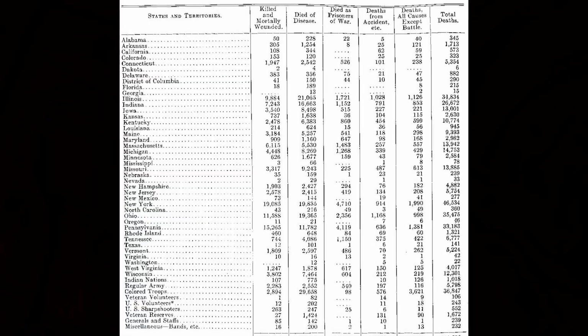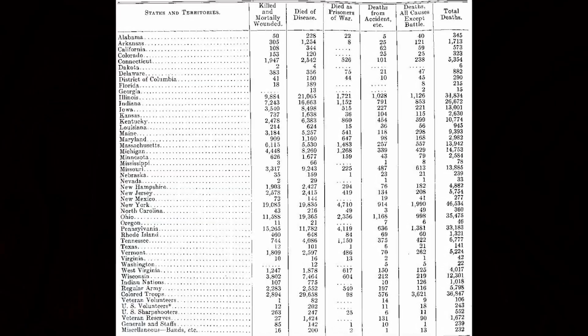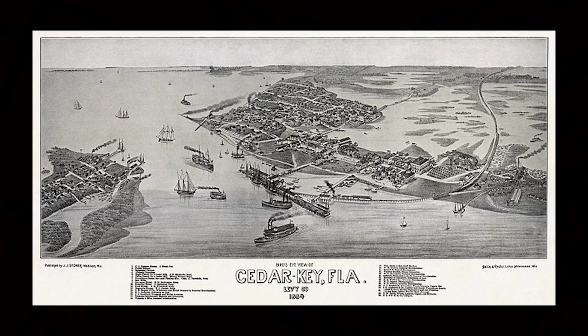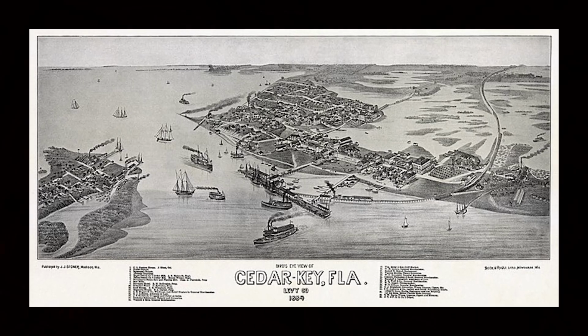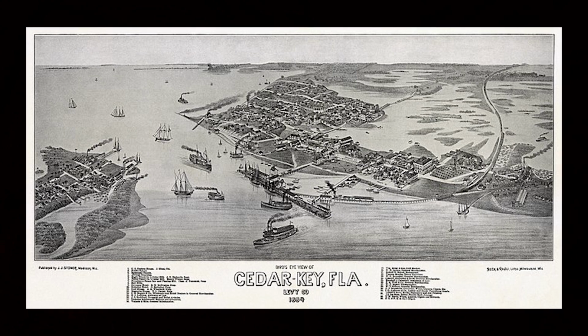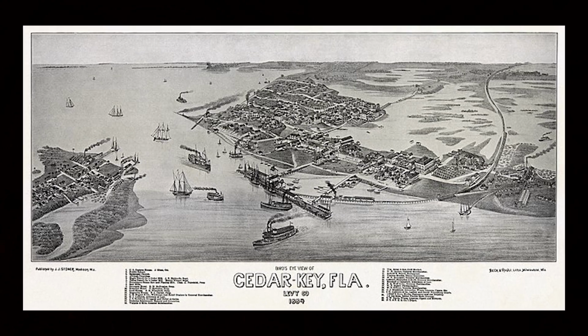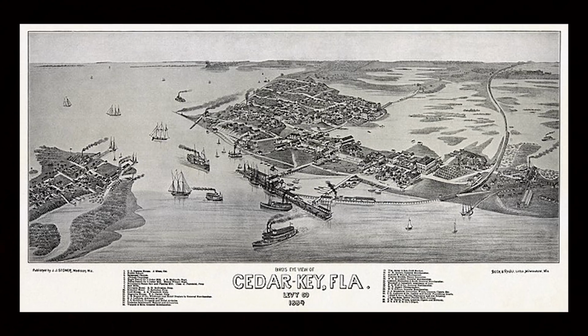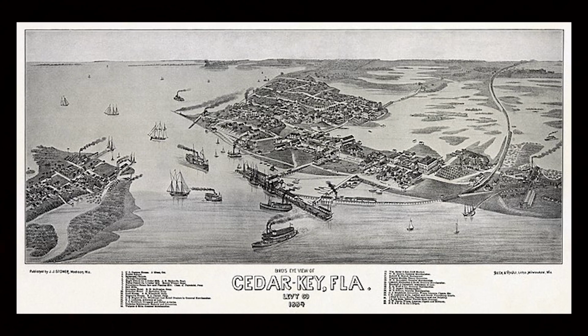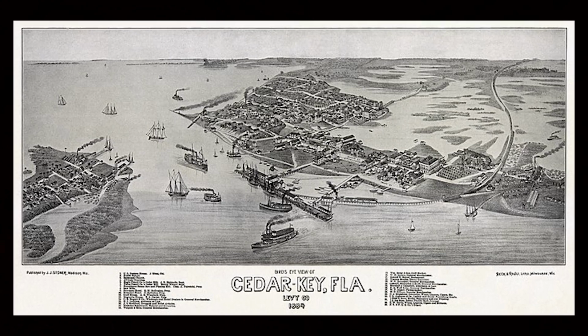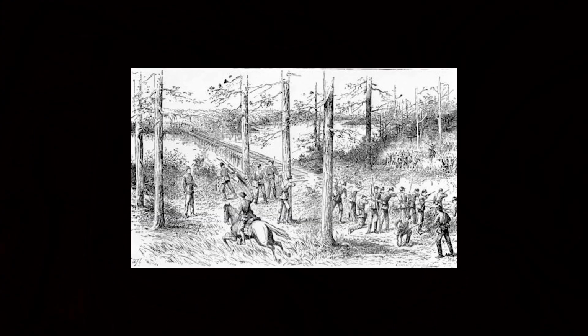Among the Federal wounded was General Asboth himself. In Cedar Key, there was the Battle of Station 4. The Union column reached Station 4 at 3 p.m. on Sunday, February 12, 1865. Captain Dixon's Confederates were approaching. He led them forward to form a battle line of 120 men.